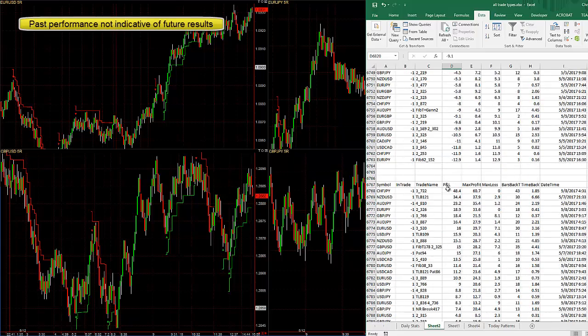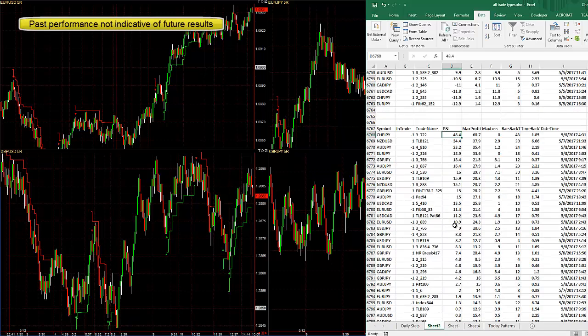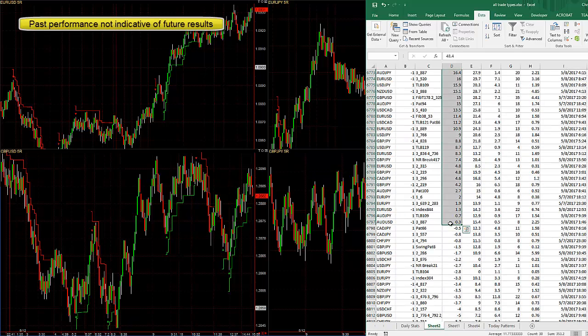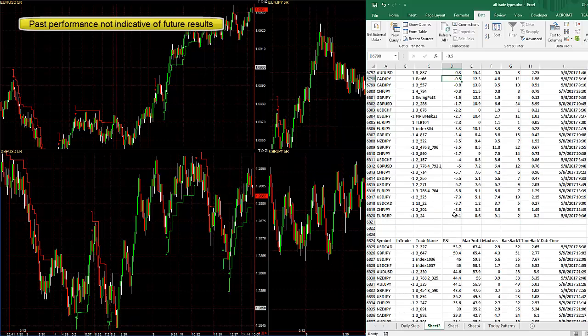And then Sunday, Monday, 254 pips, 11 pips average win. That's extremely low. Usually it's somewhere between 14.5 to 22 max. The average loss is only 4.3.